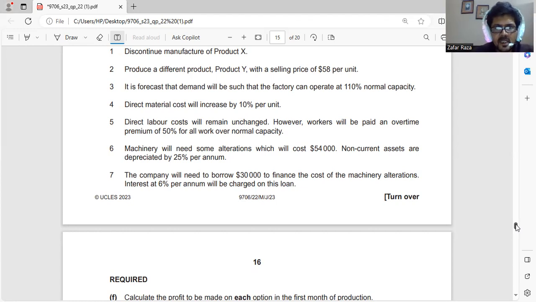Okay. Now, the company needs to borrow 30,000 to finance the cost of the machinery alteration. Interest at 6% will be charged on this loan. So 30,000 multiplied by 6%. Annual interest is 1800 divided by 12. Answer: 150 per month.